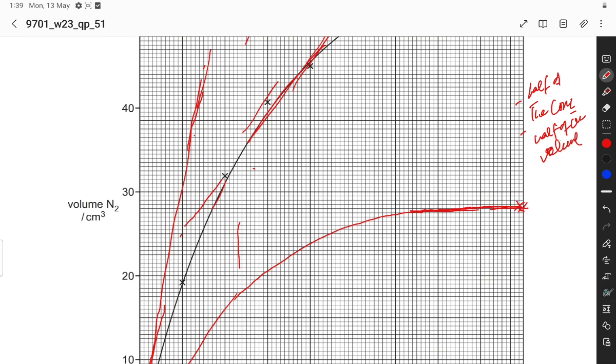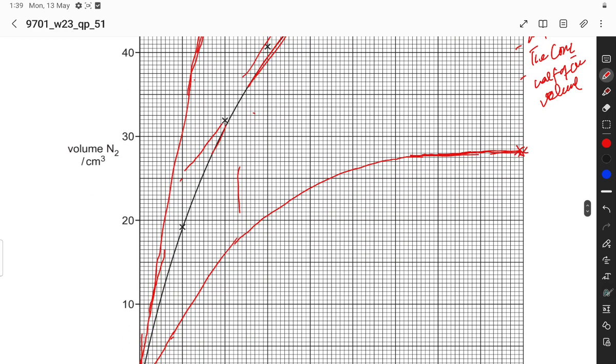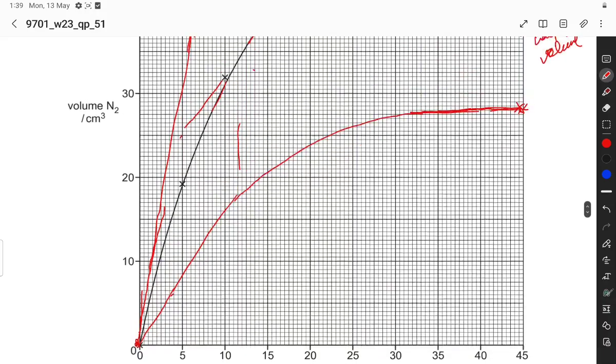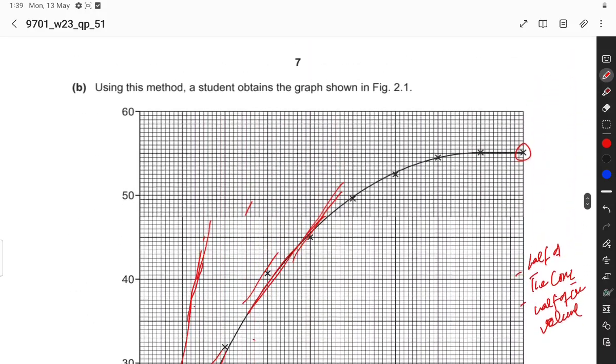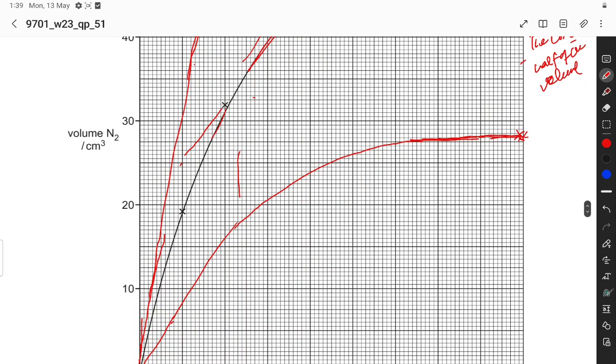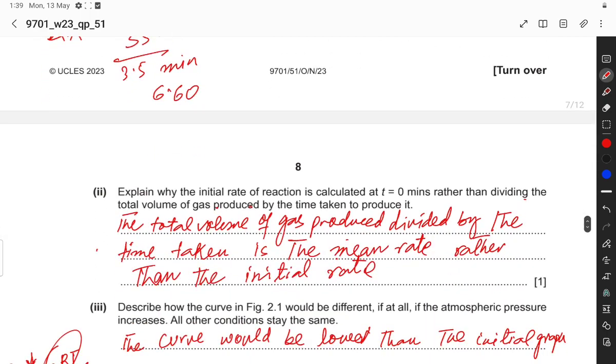Half of the concentration gives half of the volume of nitrogen. If we reduce the concentration by half, then half of the volume of gas is produced. This is 55, and that is nearly equal to 25 volume. So this is nearly equal, half.